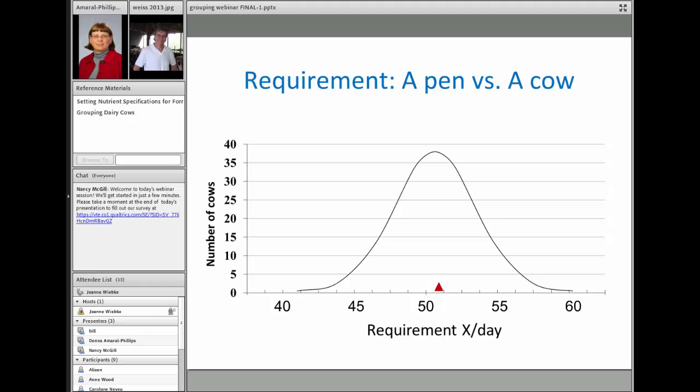This is an example, in arbitrary units. This triangle is just a given cow. You're balancing a diet for cow X, and it needs 50 units of requirements. We would punch that in, and the computer would tell us you need 50 units. But when we're talking about pens, you're going to have animals with low requirements and animals with high requirements. So the question is, which requirement do we use to formulate a diet?